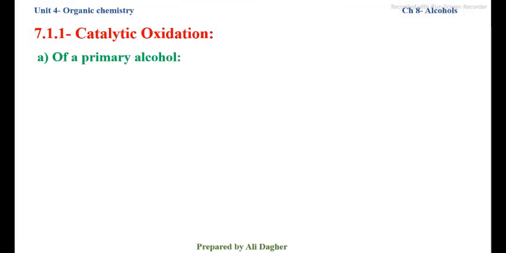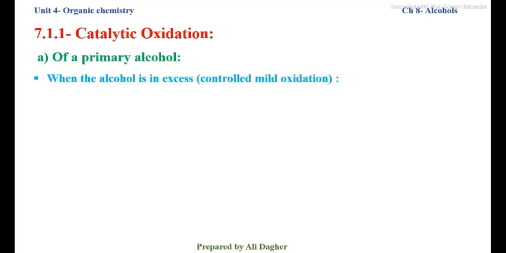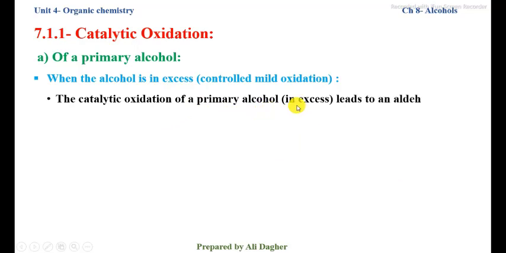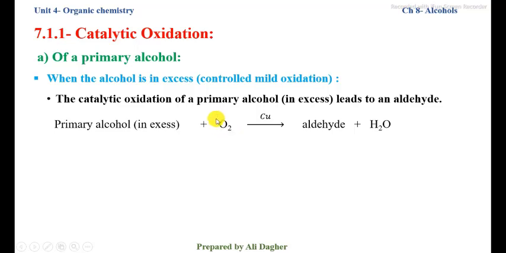Now, catalytic oxidation in case of primary alcohol. In case of primary alcohol, we have two cases. When the alcohol is in excess, which is controlled mild oxidation, the catalytic oxidation of primary alcohol leads to an aldehyde. Primary alcohol in excess plus O2, the oxidant is O2 in presence of Cu as catalyst, we obtain aldehyde.